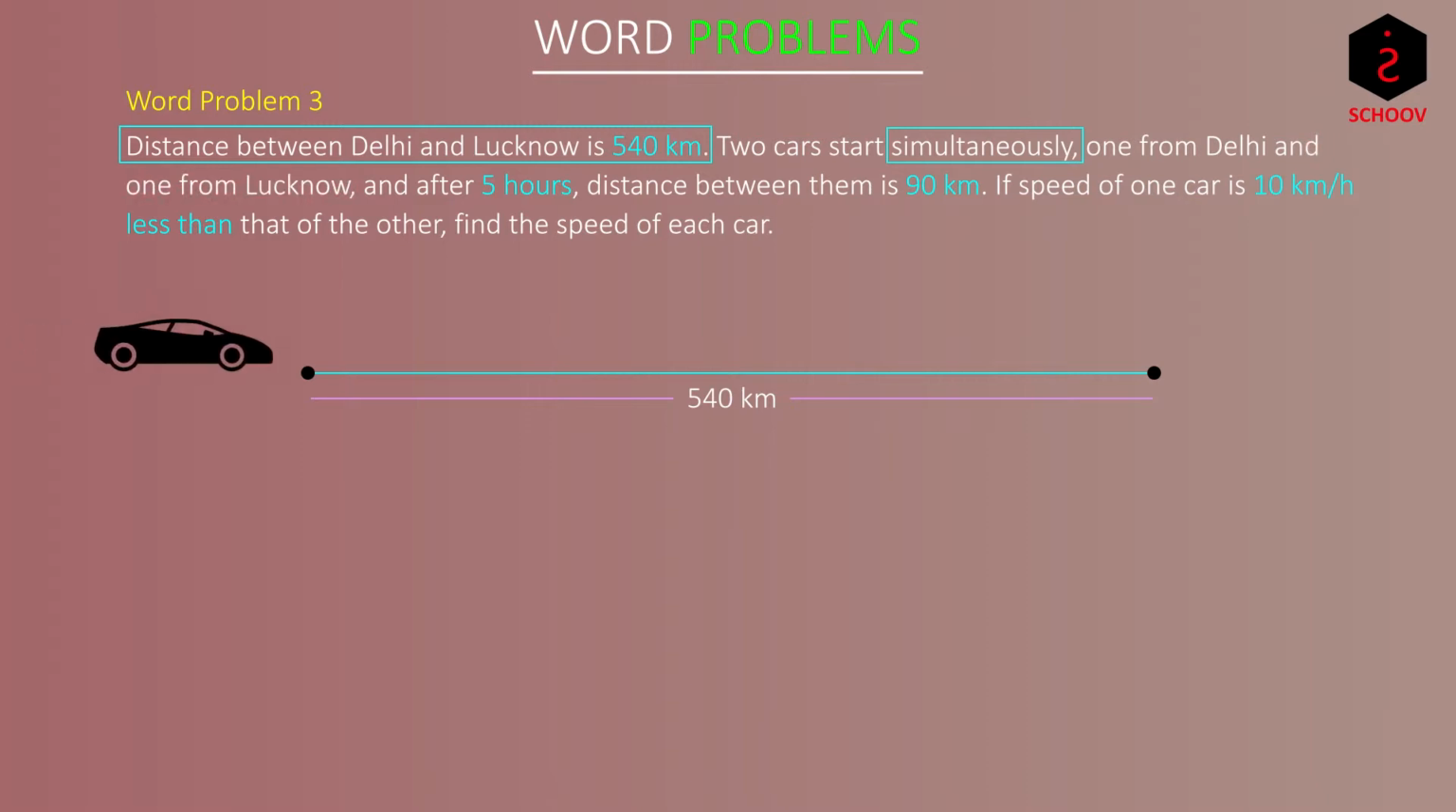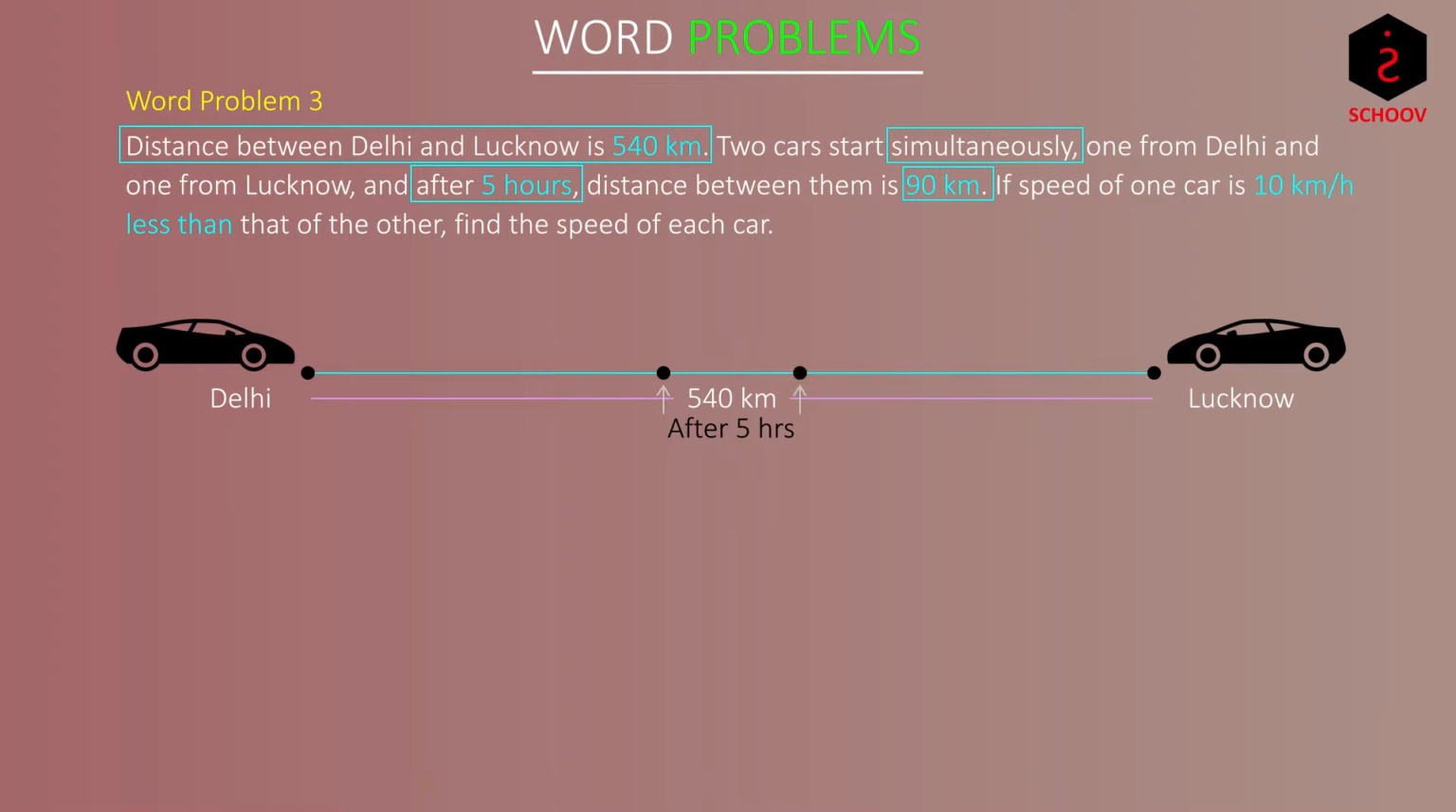So car 1 and car 2. And after 5 hours, distance between them is 90 kilometers. So after 5 hours, car 1 reaches here and car 2 reaches here. And this distance is 90.